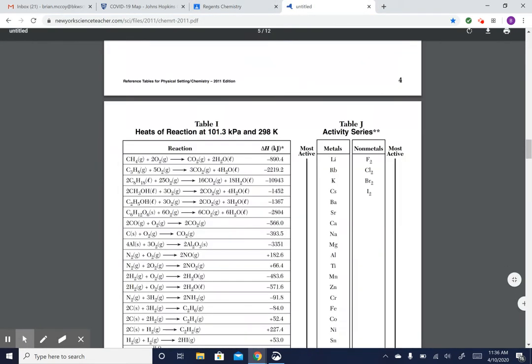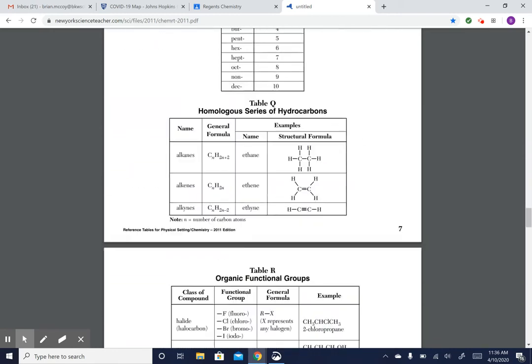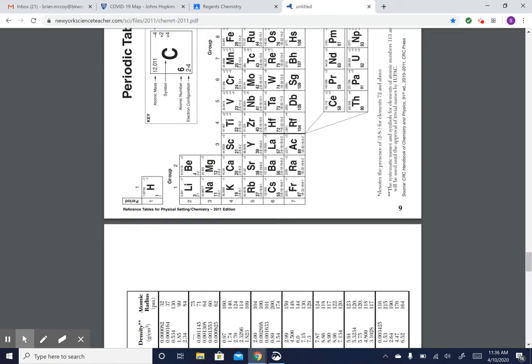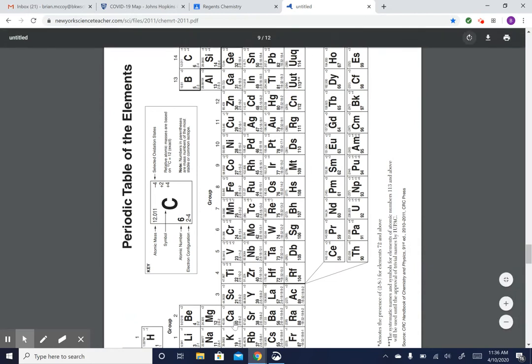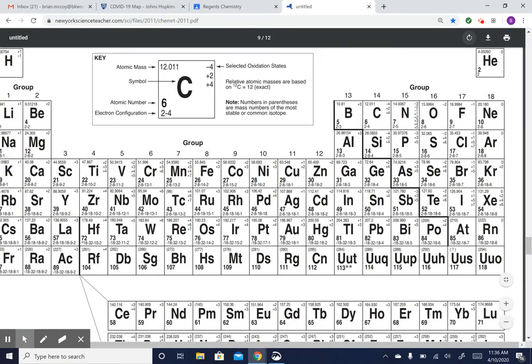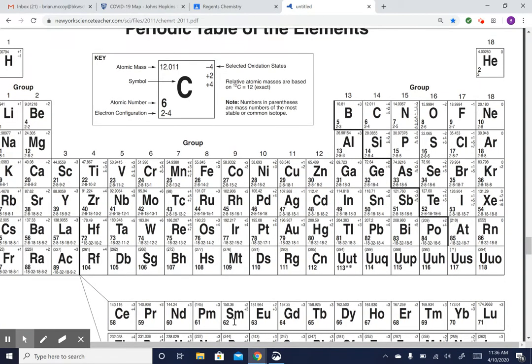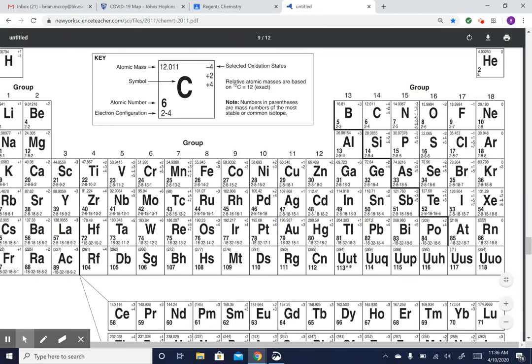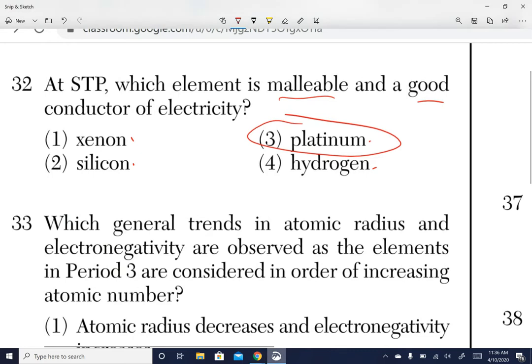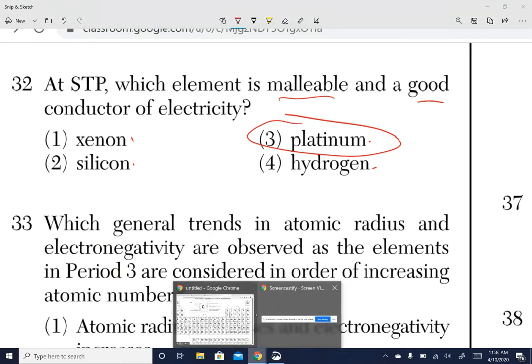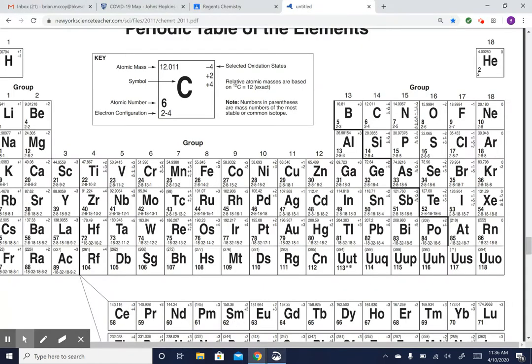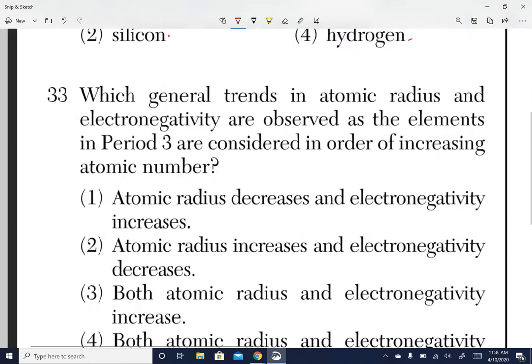I don't think I need to show this to you, but I will just to make sure. If we rotate this, platinum is right here. Hydrogen's a non-metal. Silicon is a metalloid. And then the other one, xenon, is not a metal. All right, so there's that.